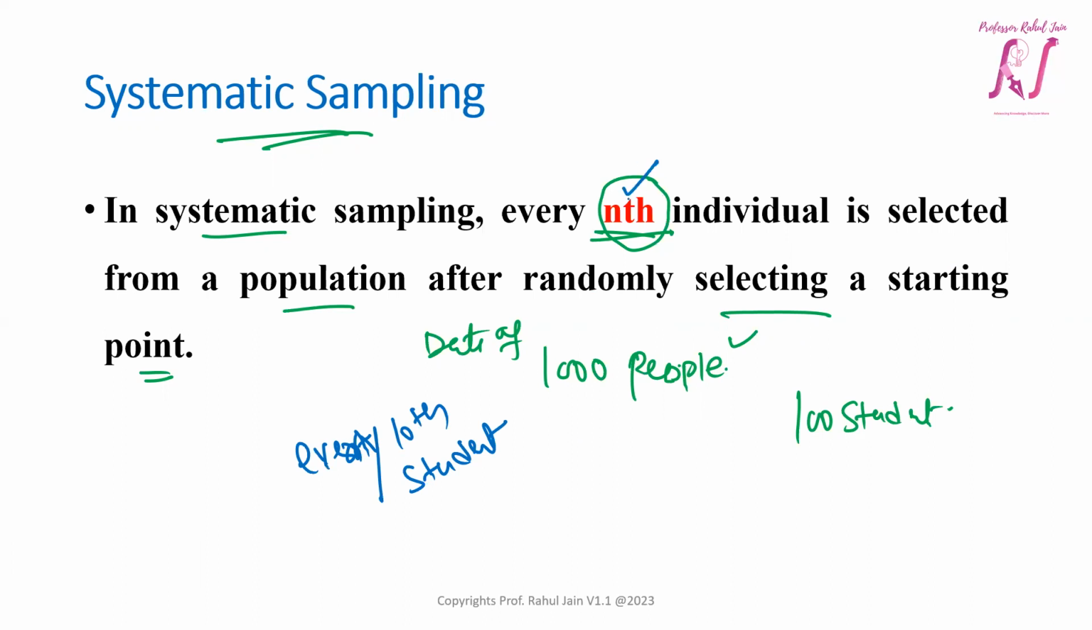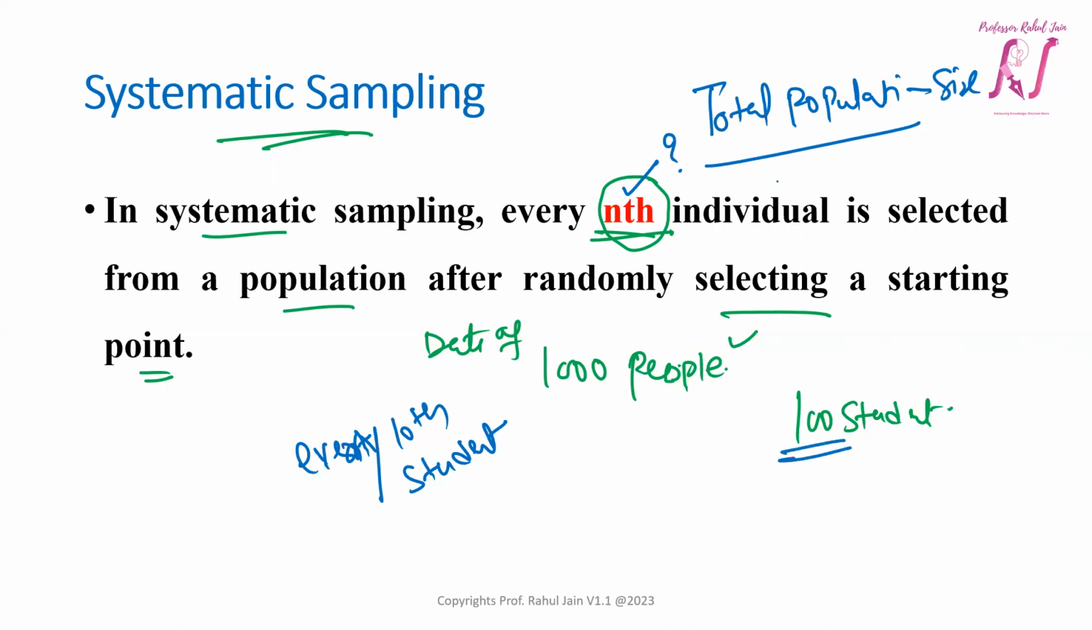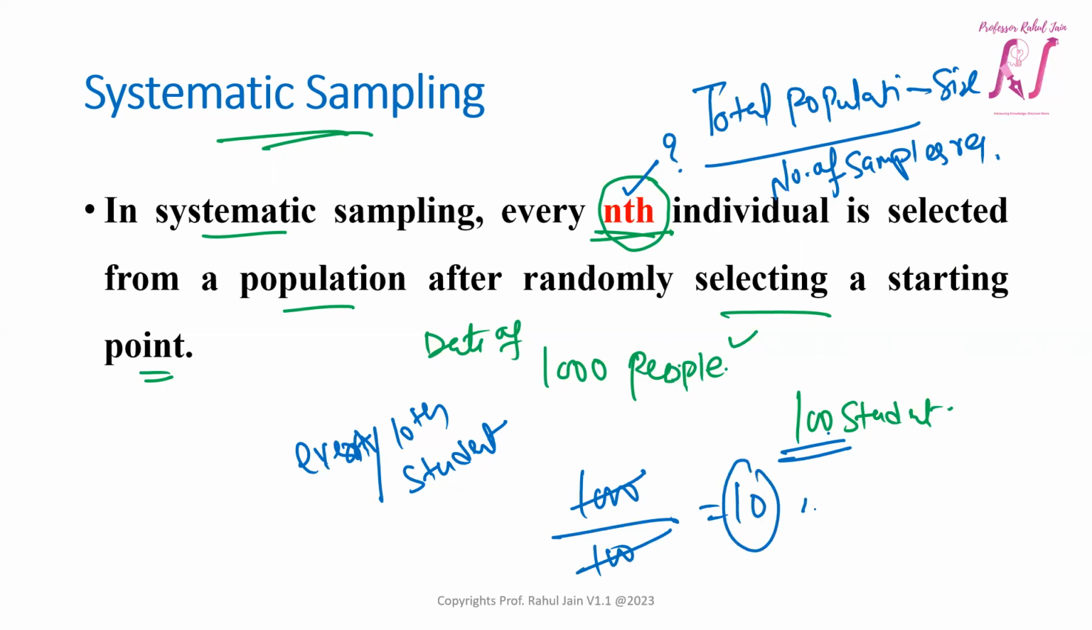So for every nth, how can we determine the value of n? We take the total population size and divide it by the number of samples required, right? Here we have 1000 people and we need 100 samples. If you divide, it would be 10, right? So every 10th student we can select, and we can ask the set of questionnaires.